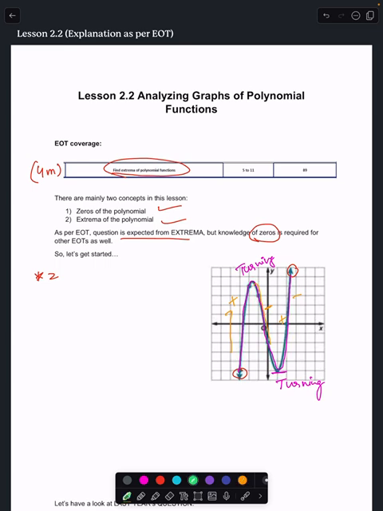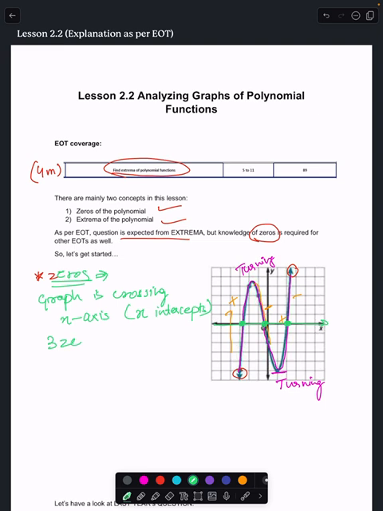But another very easy thing is about the zeros. So zeros here are nothing but wherever the graph is crossing the x-axis. If you see, how many points have I marked here? There are 3, right? So zeros are nothing but wherever the graph is crossing the x-axis. These are also known as x-intercepts.